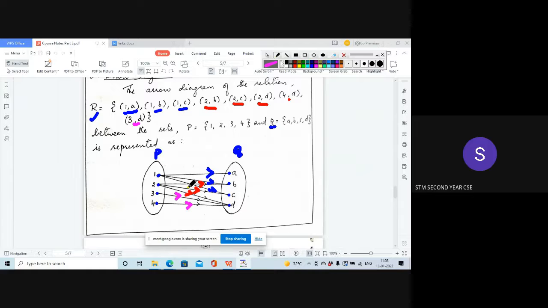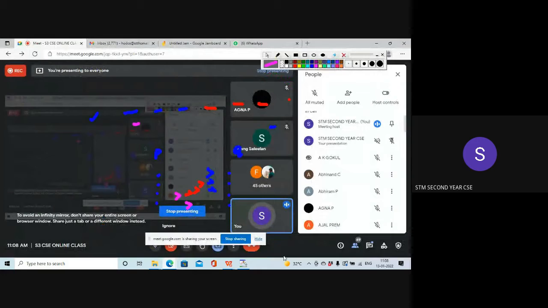This is the most common representation for relations. Usually, this is the notation which we see in textbooks and all. That is, the arrow diagram is used to represent relations. The most common representation of relations is by using arrow diagrams. Okay, is it clear? Did you understand how to represent it?